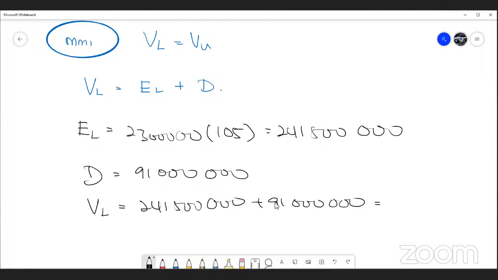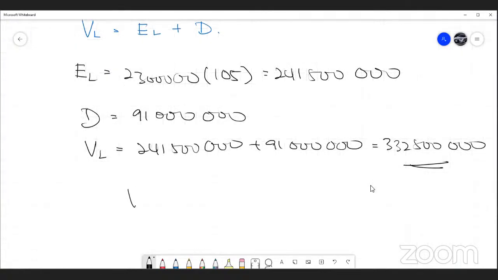Okay, this will give you a value of 332,500,000. So from here, you can see that the value of your levered firm is not the same as the value of your unlevered firm. How much difference here? Your levered firm is undervalued by $27.5 million.